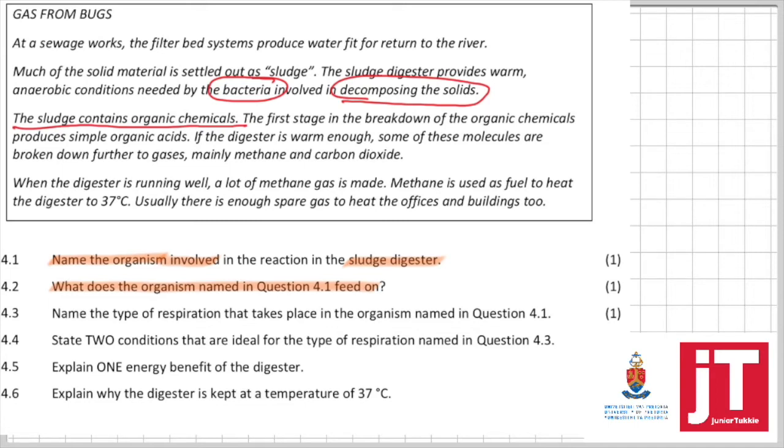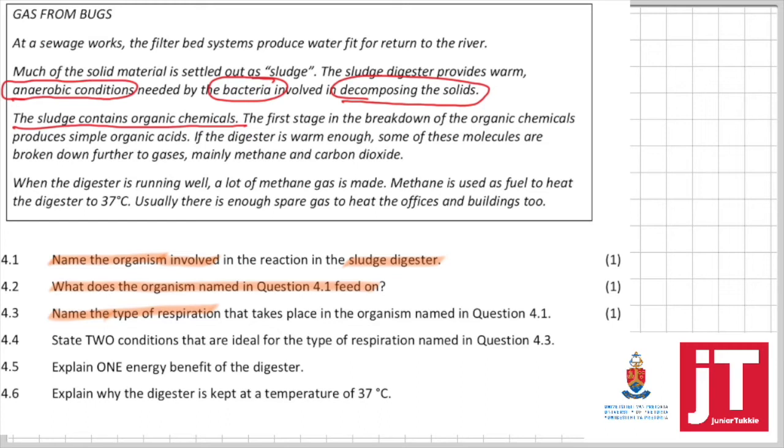But anyway, let's move on to question 4.3. Name the type of respiration that takes place in the organism named in 4.1. Now there's one type of respiration that we read in our context here. The sludge digester provides warm, anaerobic conditions for this reaction to take place. So it's anaerobic respiration. And the examiner in this context would only really be looking for the word anaerobic.